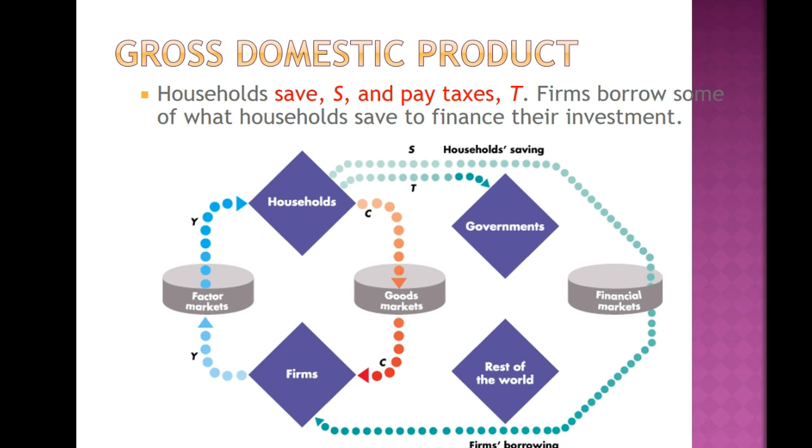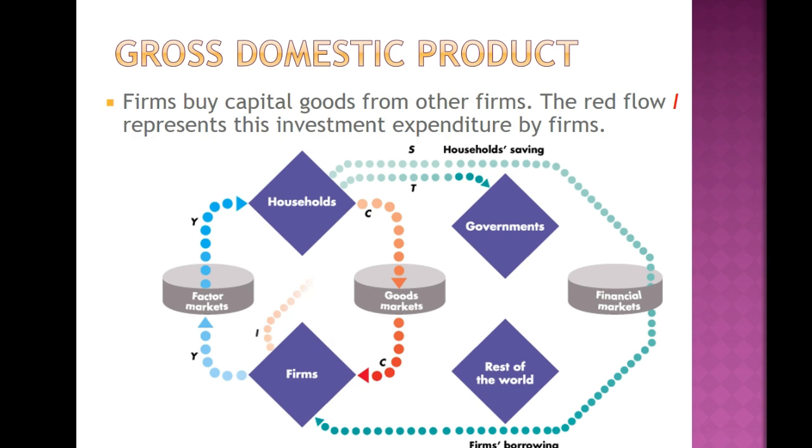Okay, so we're good with that one. So again, we have S and T. S only goes through financial markets. So let's go to this next one.